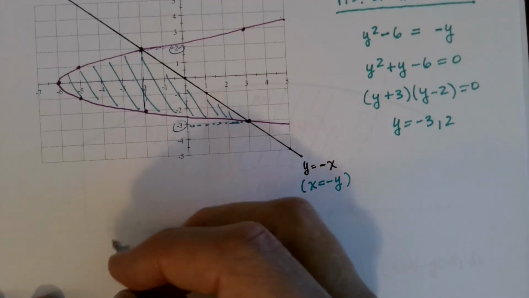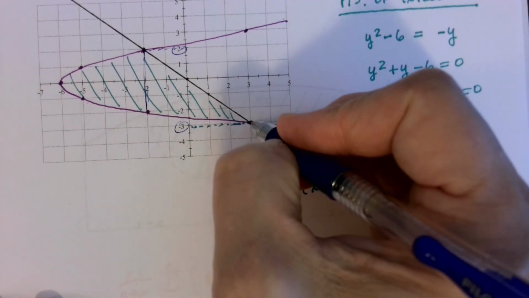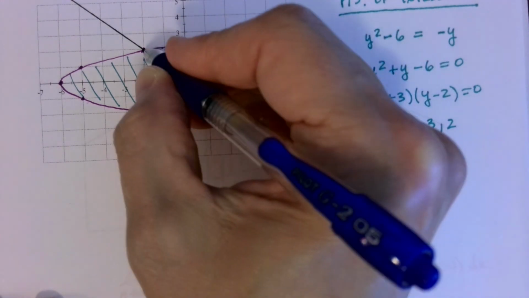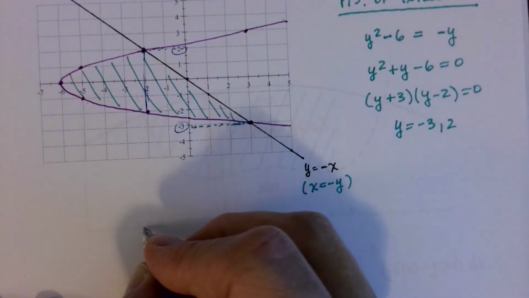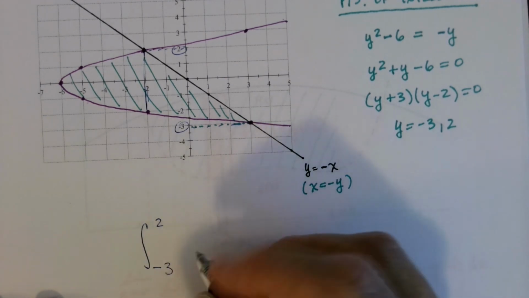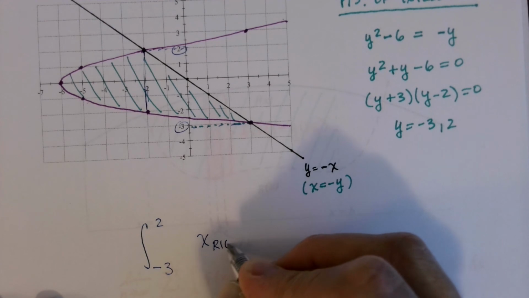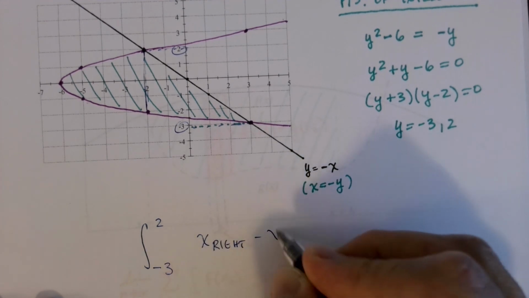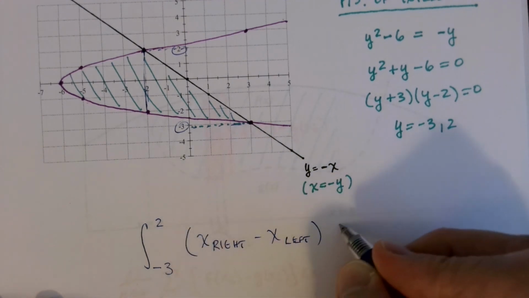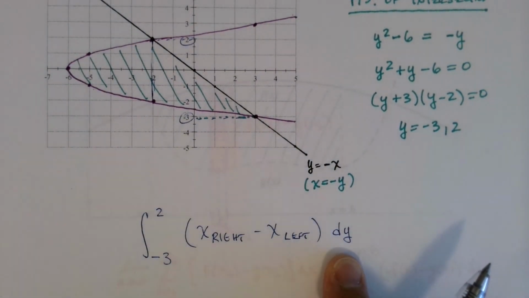And the way we do that here is we're going to integrate from negative 3, right down here, negative 3 up to what? 2. We're integrating with respect to y, so y varies from negative 3 to 2. And we want to do the x function that is to the right minus the x function to the left. And I'm integrating now with respect to y, so notice my variable is dy.